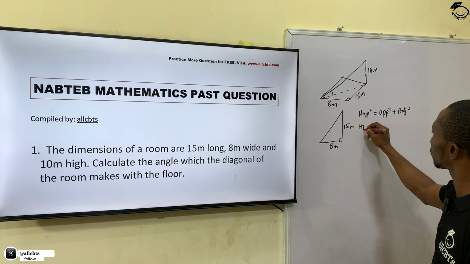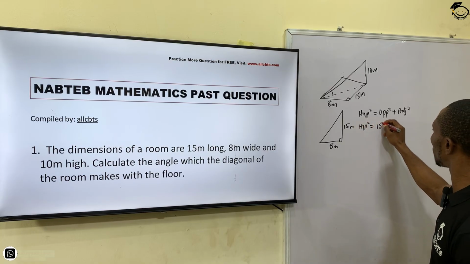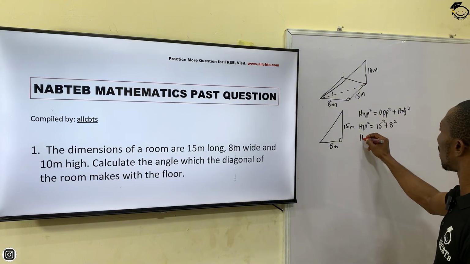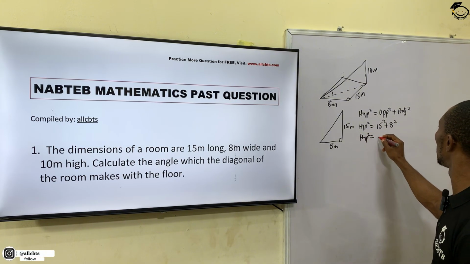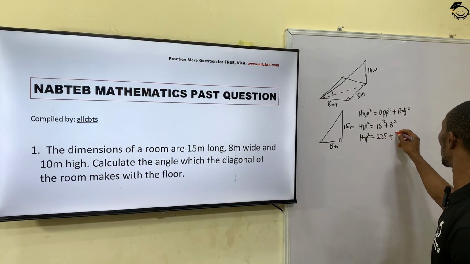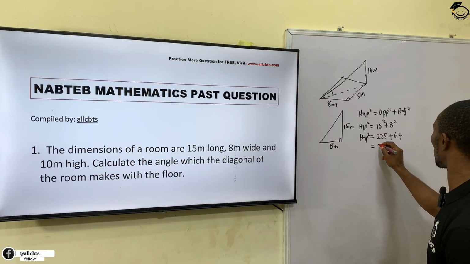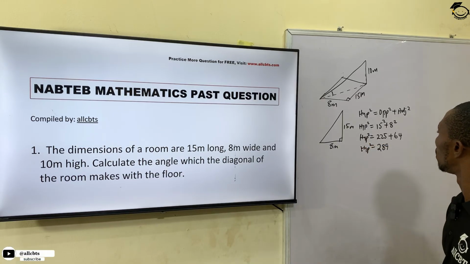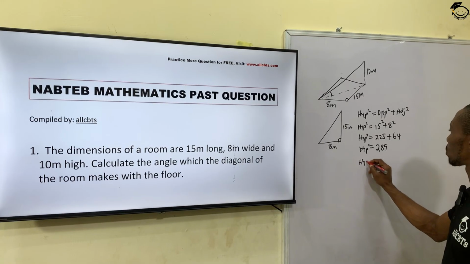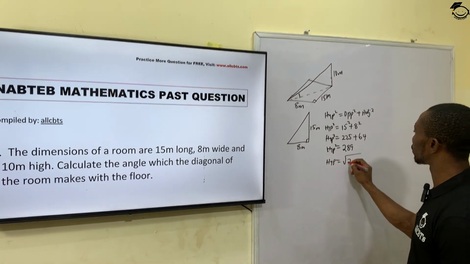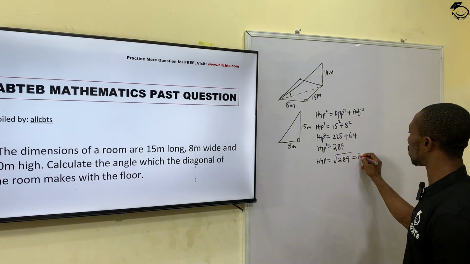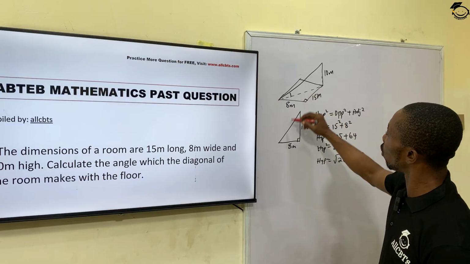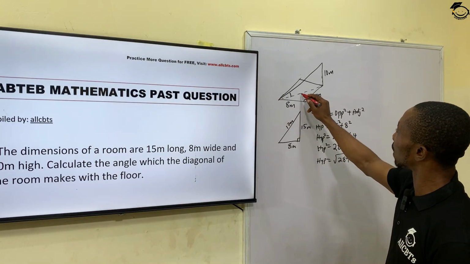Now our hypotenuse squared would be 15 squared plus 8 squared. Now our hypotenuse squared would be 225 plus 64. Now this gives us 289, which is our hypotenuse squared. So our hypotenuse would be the square root of 289, which gives us 17 meters. That means the diagonal of our room floor would be 17 meters.